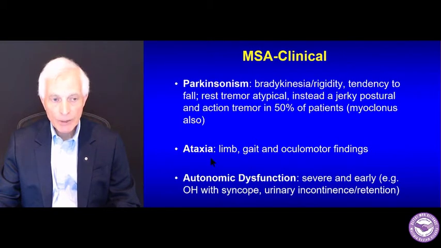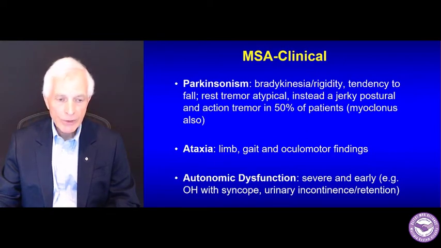Manifestations that are common to both of these features are related to damage of the autonomic nervous system. The autonomic nervous system is the part of the brain and the central and peripheral nervous system that control blood pressure, bladder function, bowel function, sexual function. So orthostatic hypotension, or OH, is a characteristic feature.